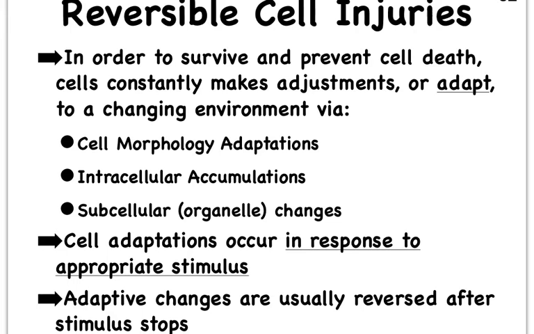Now they do die sometimes on purpose because they're programmed to die, and so we will discuss that as well in another video. But when cells are exposed to what we call an appropriate stimulus, meaning a stimulus that's not going to kill them, we say that they are adapting. And these adaptations can usually be reversed after the appropriate stimulus stops. So the kinds of adjustments that cells make are listed here.